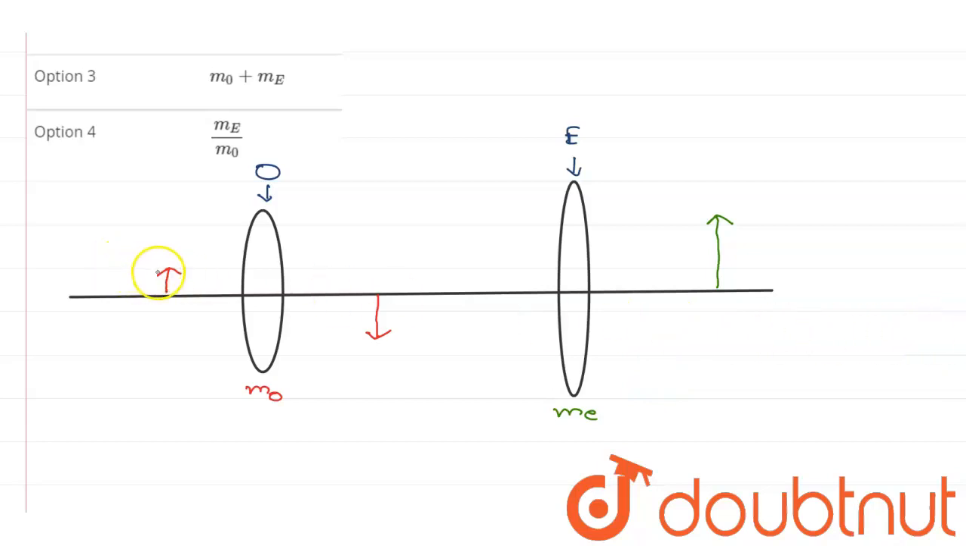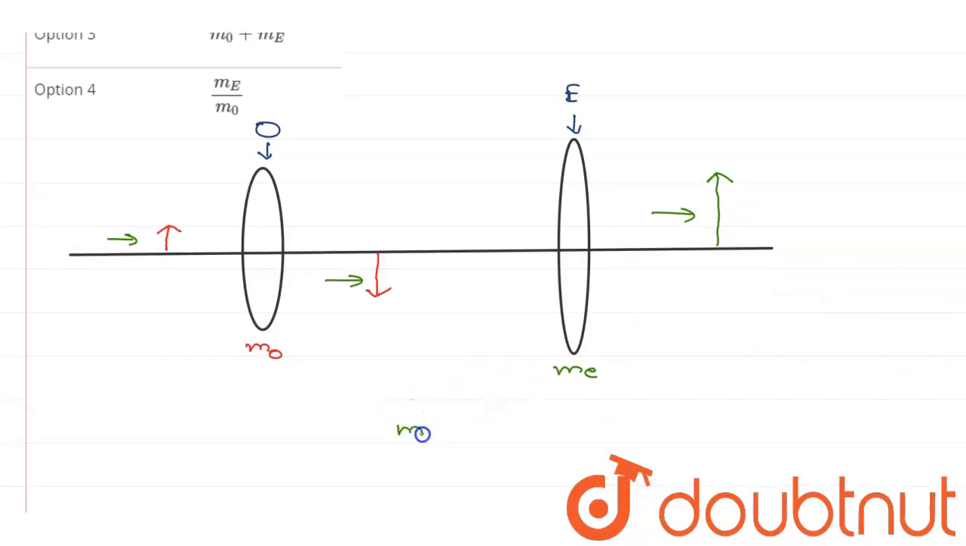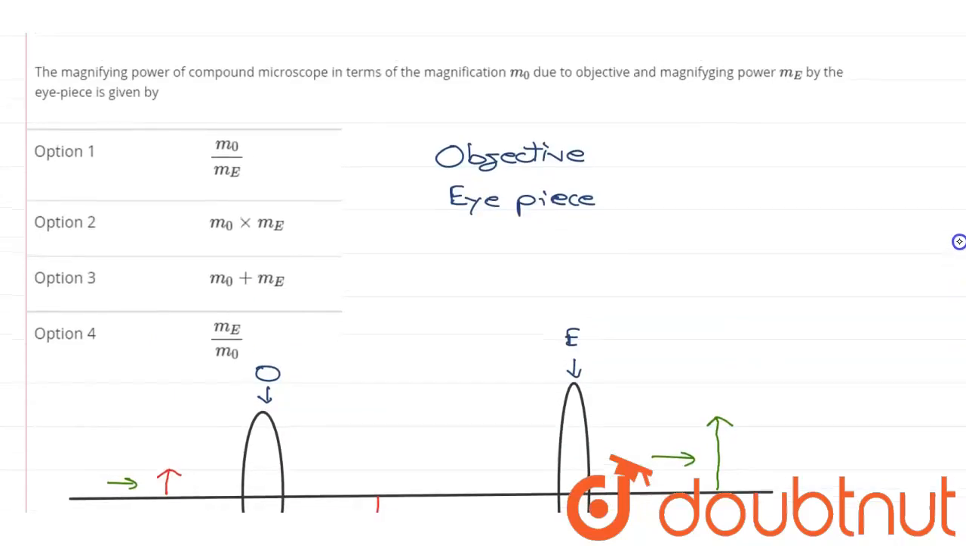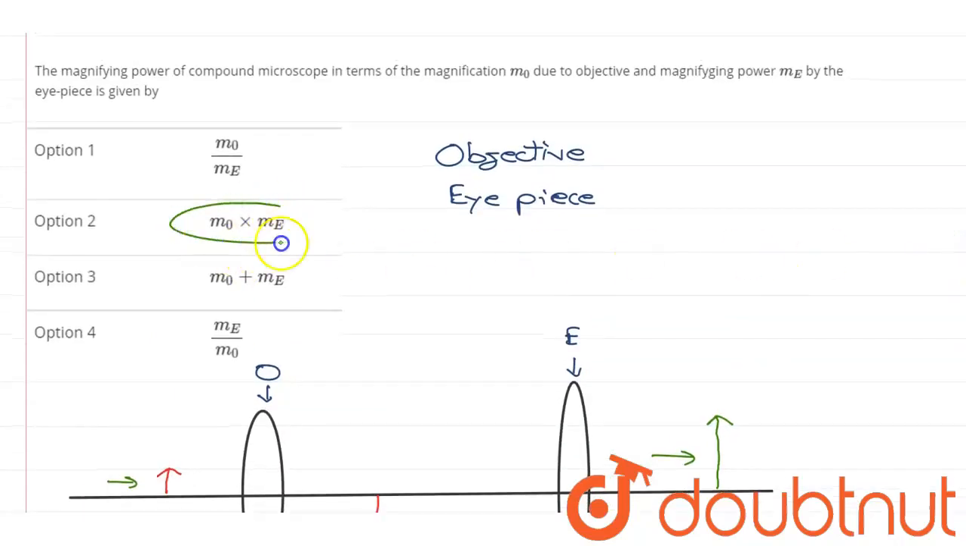So as you can see, the original image got magnified by a factor of MO and then that got magnified by a factor of ME, which means the total magnification factor becomes MO times ME, which is our answer. That is option number 2.